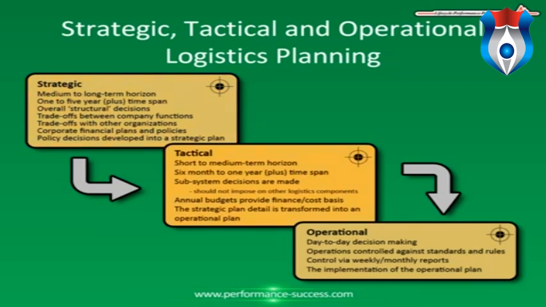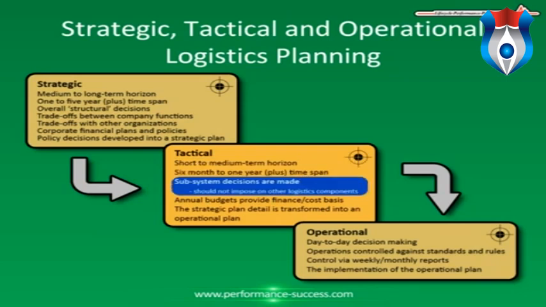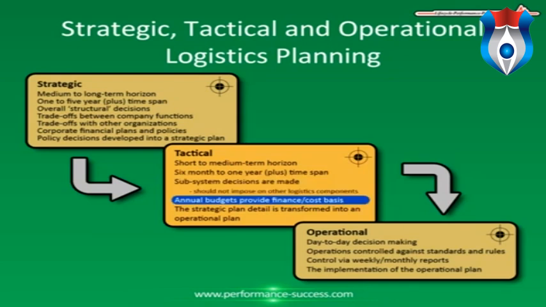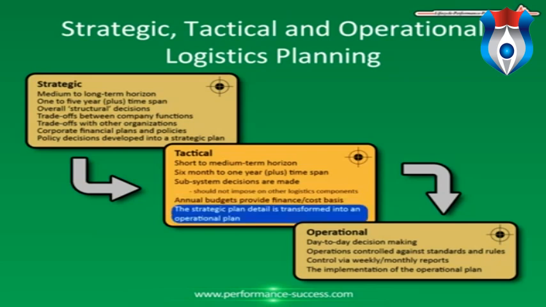Next, you have the tactical function. This is where short to medium term horizon, a 6-month to 1 year plus time span. This is where subsystem decisions are made. You should not impose on other logistics components. Annual budgets provide finance cost basis, and the strategic plan detail is made into an operational plan.